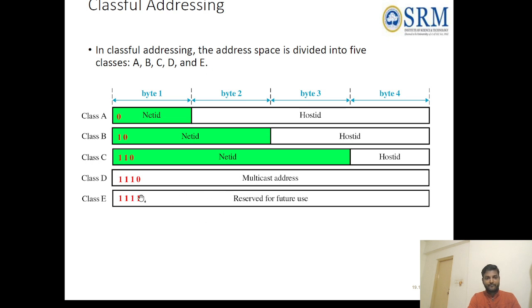So any address, if it starts with 0, it will be class A. And if it starts with this bit pattern, we can easily determine which class this address belongs to. And whenever the internet service provider assigns or allocates an address to any institute or organization, they follow this structure, and it will be very easy to allocate.